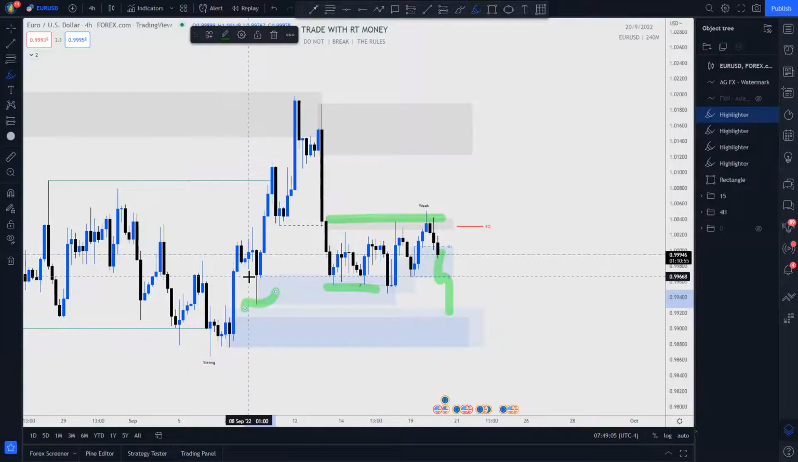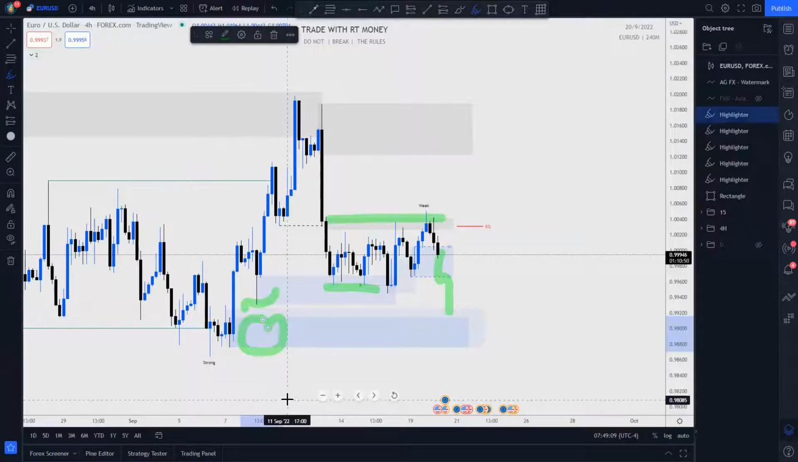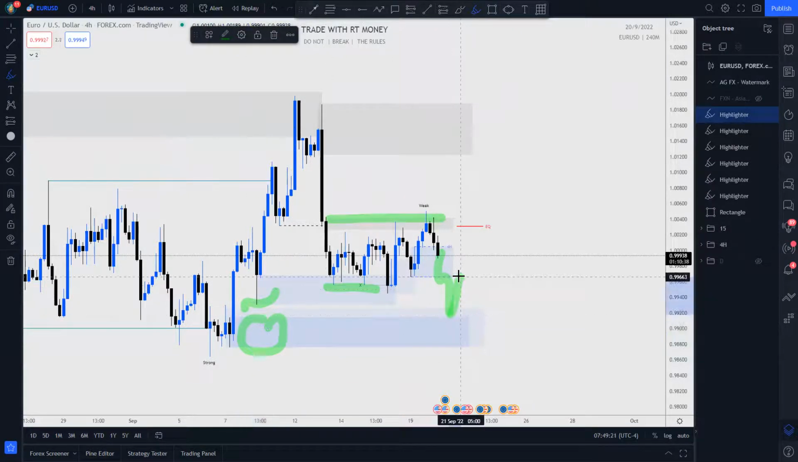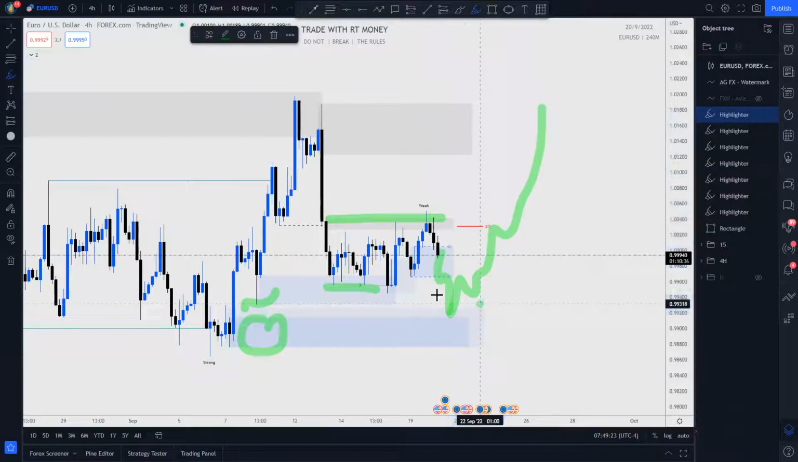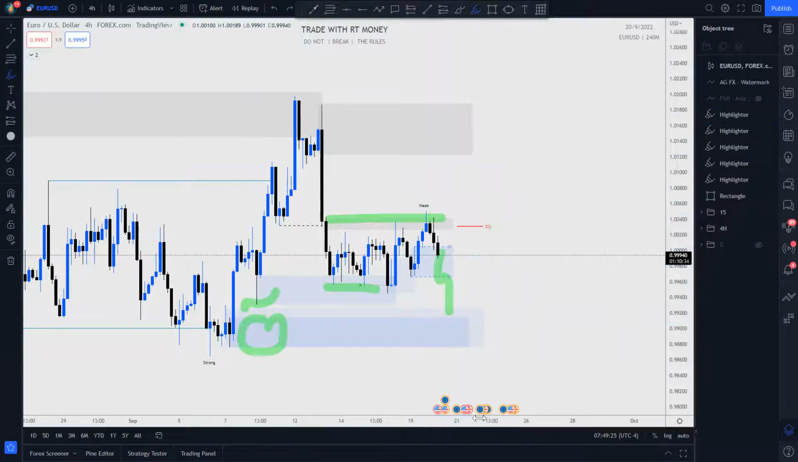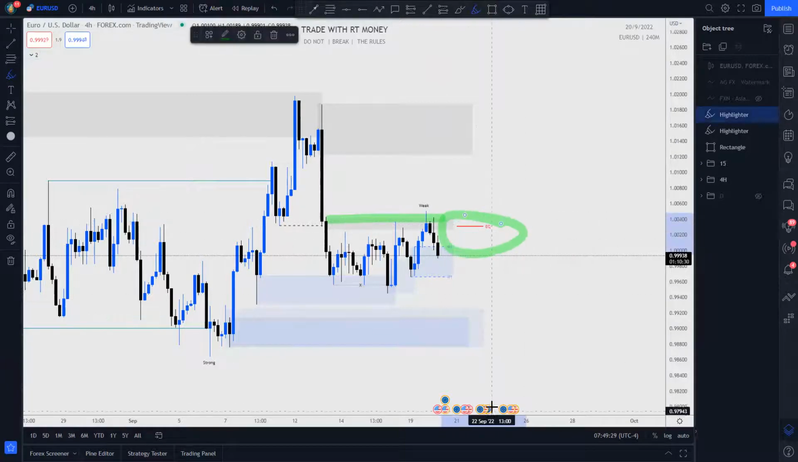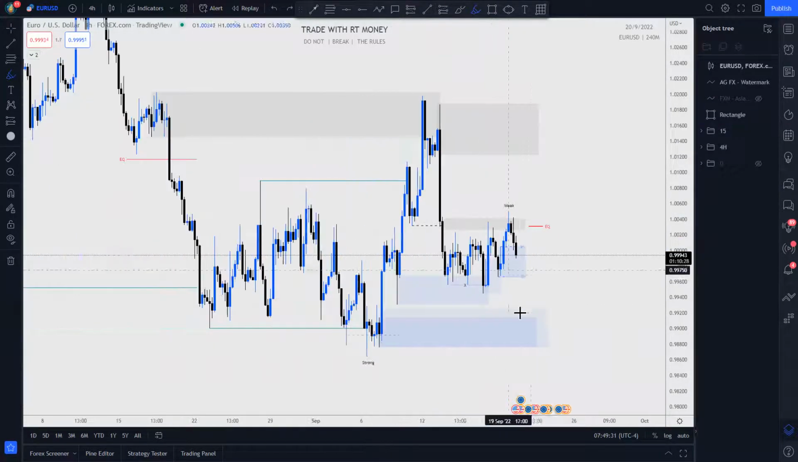And mitigate this unmitigated zone down here. There is an extreme 4-hour within the daily demand zone here. So I think this would be a great candidate, and this is a place where I want to take a long position, because, again, remember, we are in the discount area of this trading range.